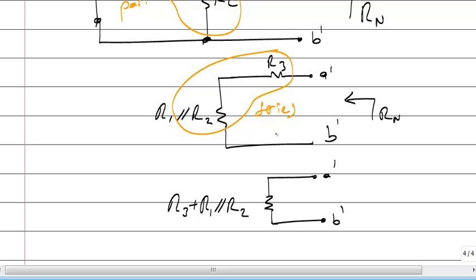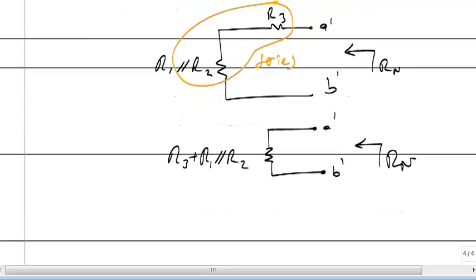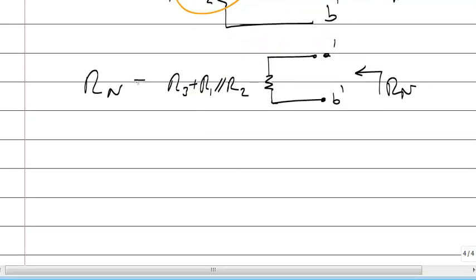So what's my Norton resistance? R3 plus R1 parallel with R2. The parallel connection has the higher precedence. If you see something like that, you will calculate the parallel value first. It has the higher precedence, so you don't have to put a parenthesis. When you see a parallel connection, you will do it first and then the series connection.